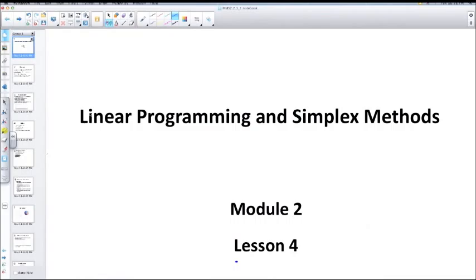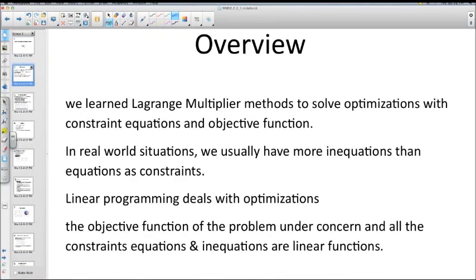Hi, welcome back. Last time we talked about the Lagrange multiplier method to solve optimization problems. And today we're going to learn linear programming and the simplex method. And we'll see the difference of the model.